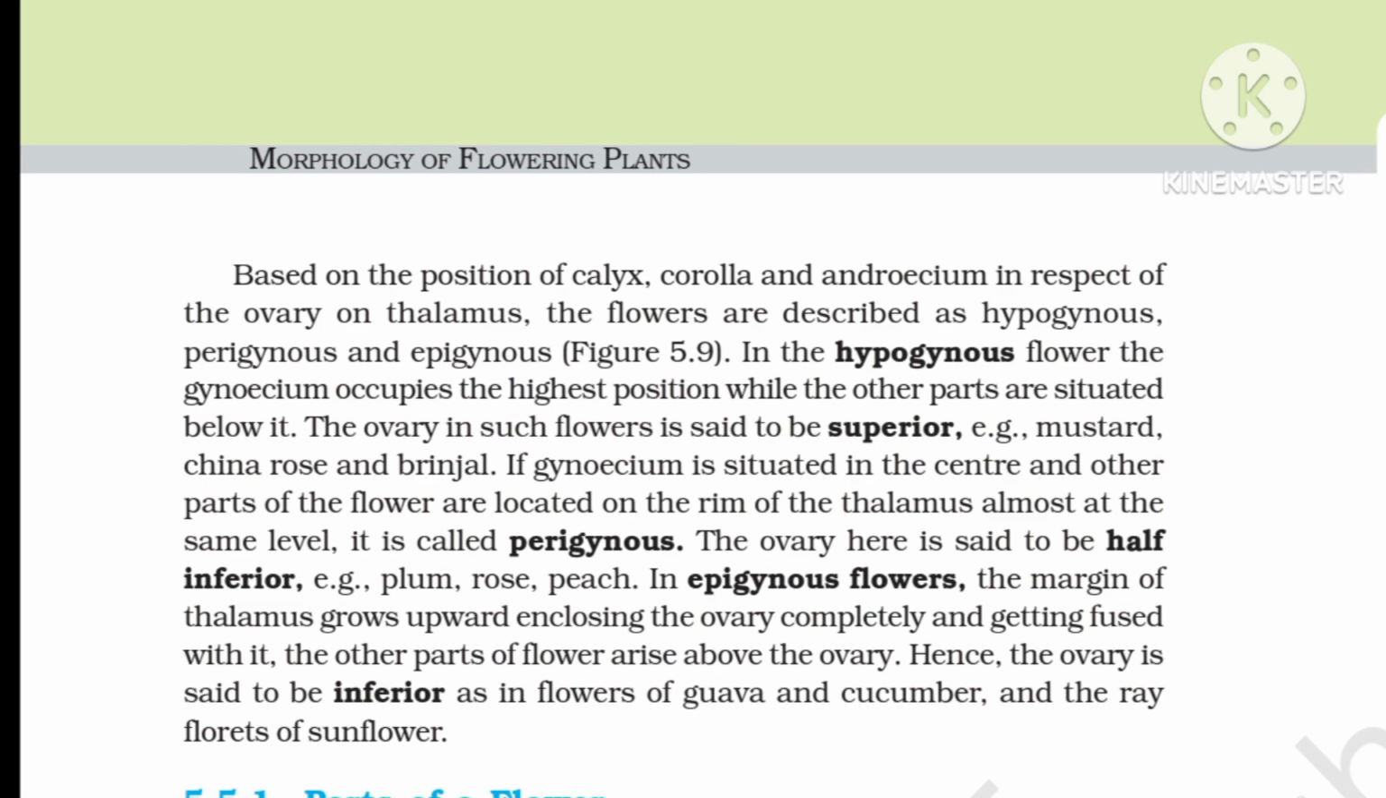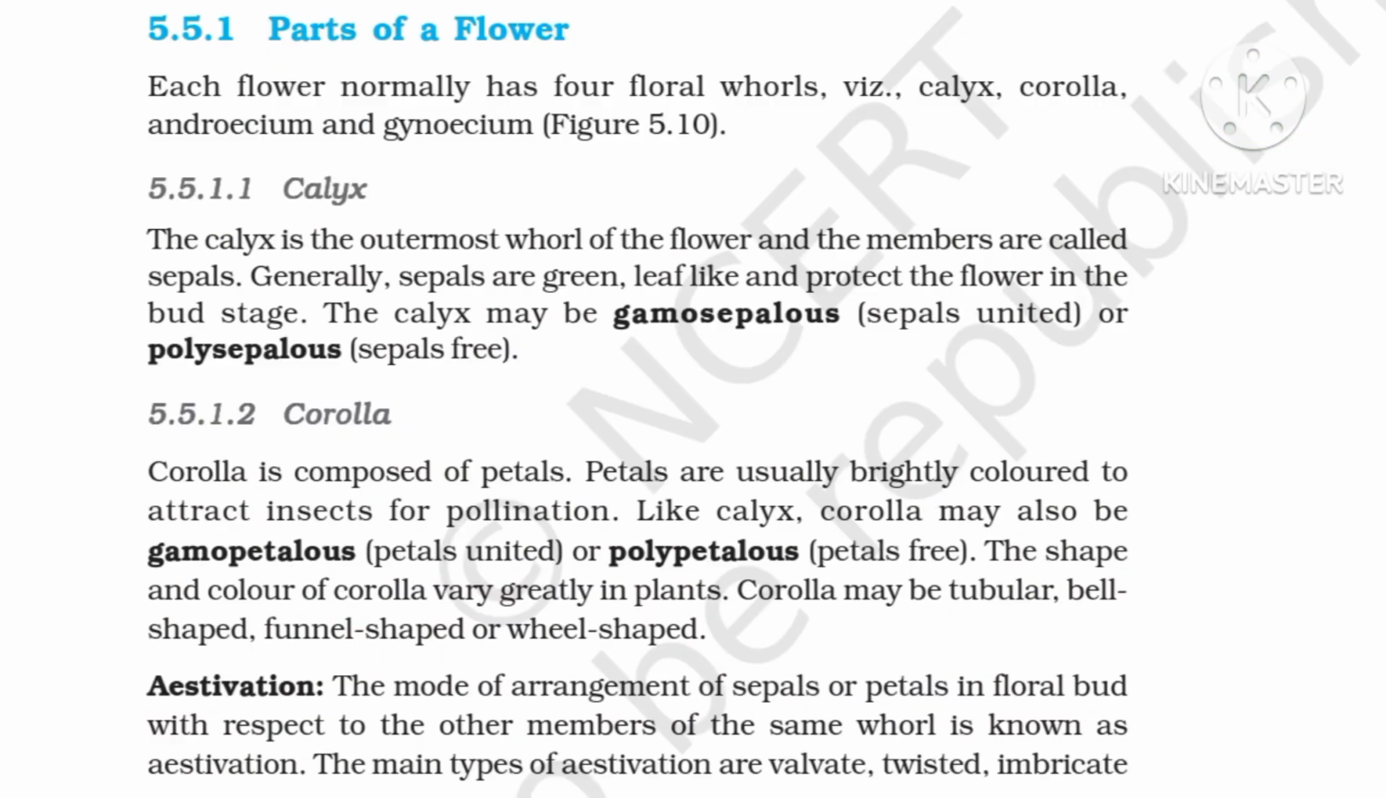Example: plum, rose, peach. In an epigynous flower, the margin of the thalamus grows upward, enclosing the ovary completely and getting fused with it. The other parts of the flower rise above the ovary, hence the ovary is said to be inferior, as in flowers of guava and cucumber and ray florets of sunflower. Parts of the flower. Each flower normally has four floral whorls: calyx, corolla, androecium, and gynoecium.